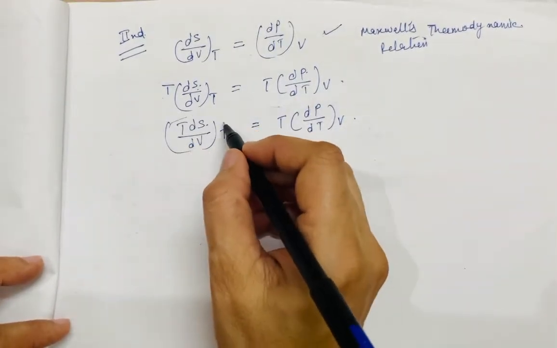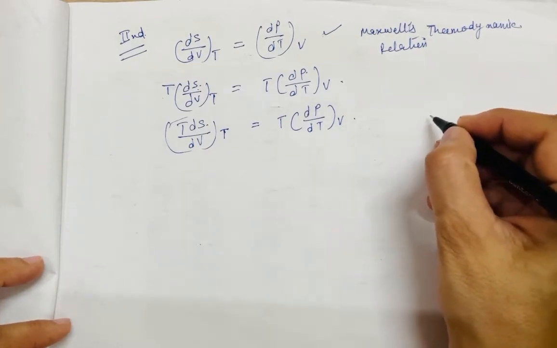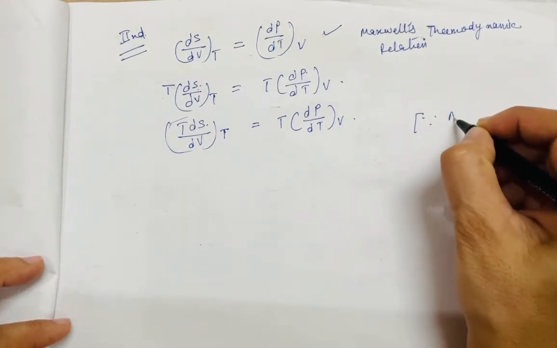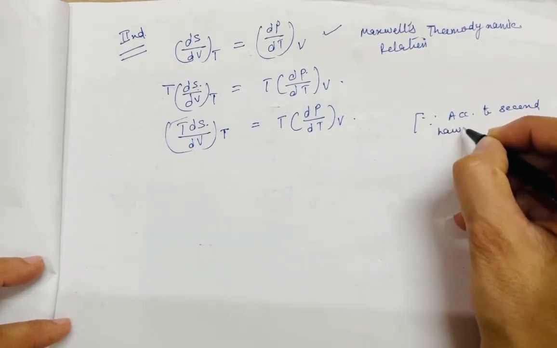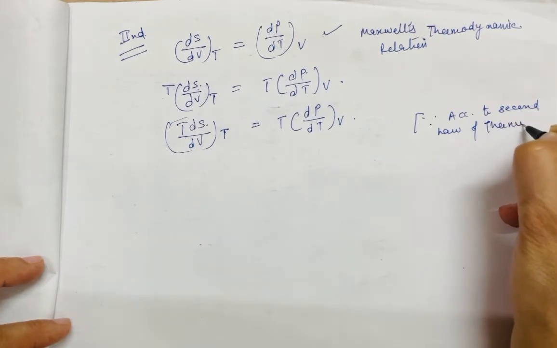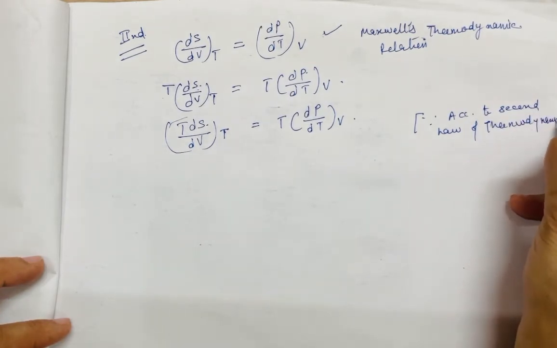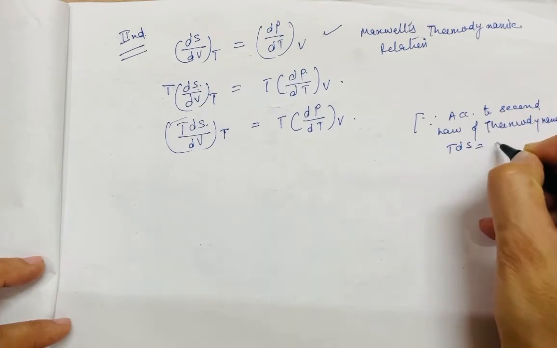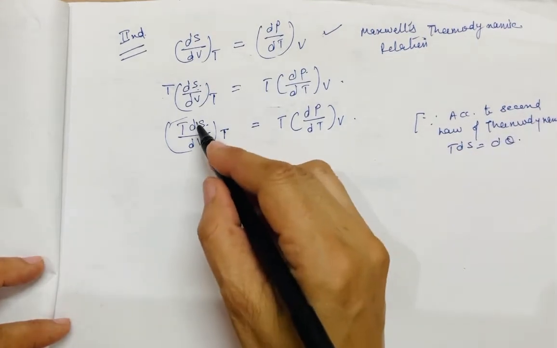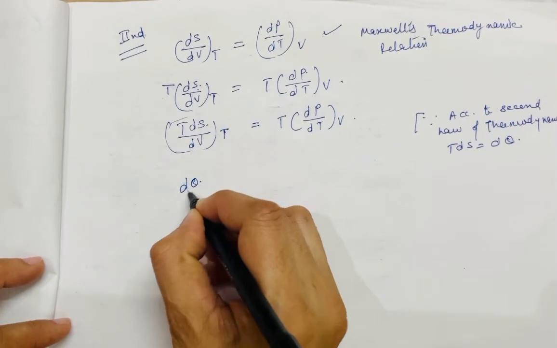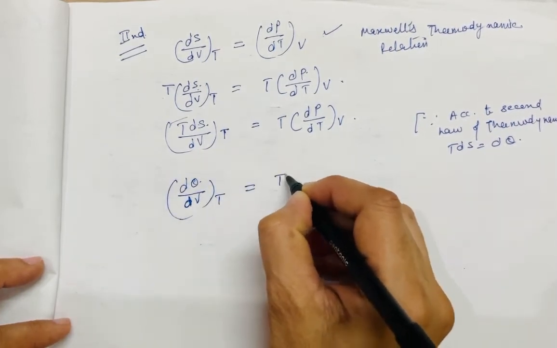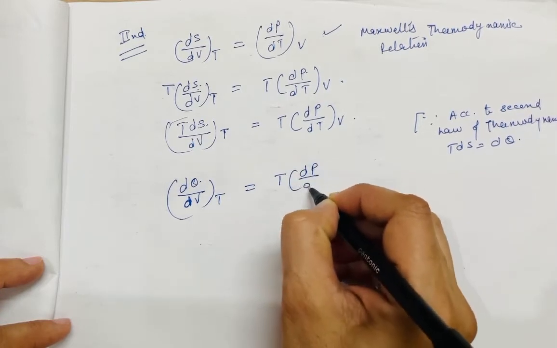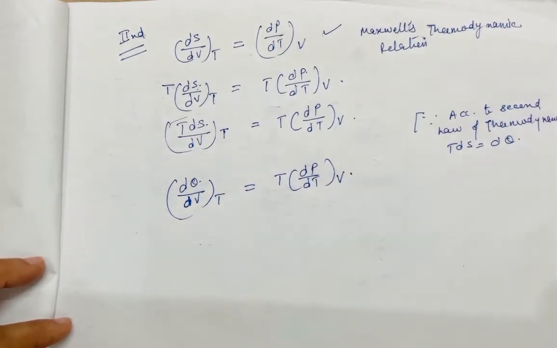Now what is T dS? According to the second law of thermodynamics, T dS is equal to dQ. So putting it here, we get curly dQ by dV at constant temperature equal to T dP by dT at constant volume. Clear? This we have.